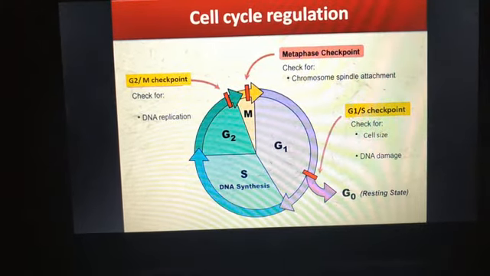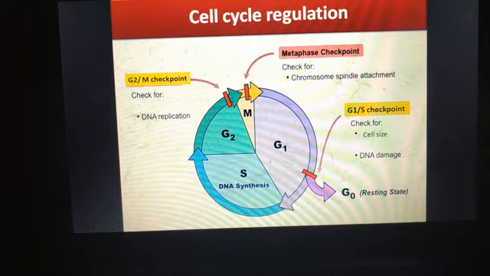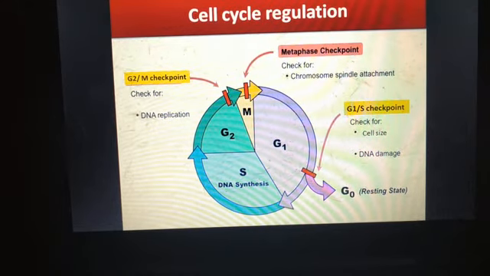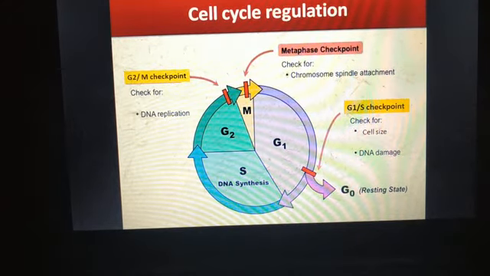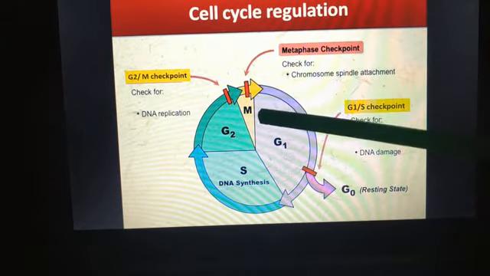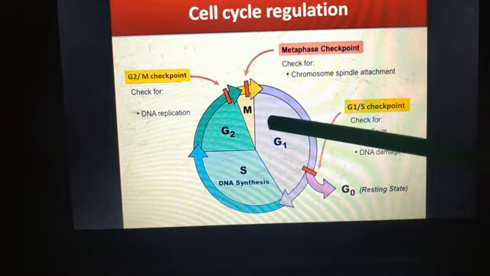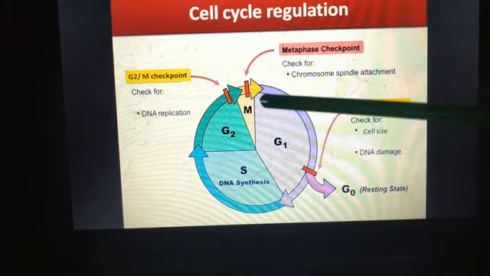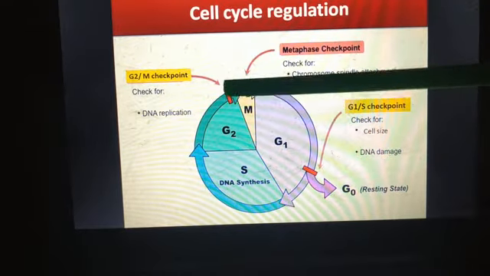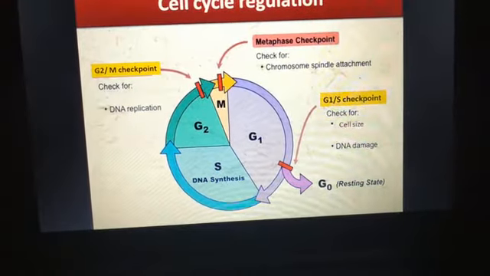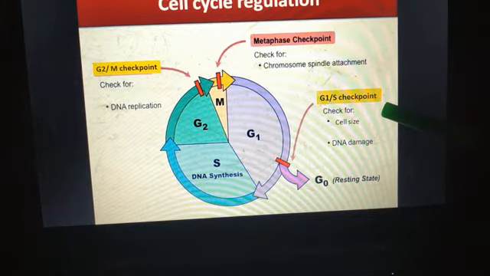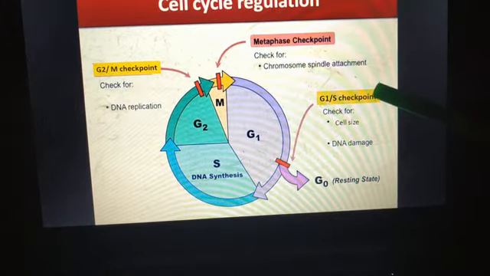So when the cell goes through the cell cycle, there are three places where it will check whether the preparation is as per the requirement or not, whether the cell has taken all the necessary requirements before entering into the next phase or not. So there are three checkpoints. One will be here, another is here, and the third one will be here. So the first checkpoint is the G1S checkpoint, this one, which will occur here.